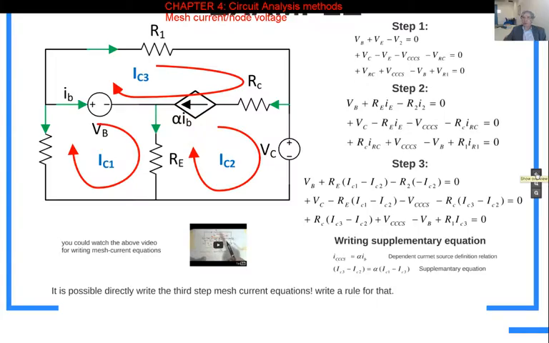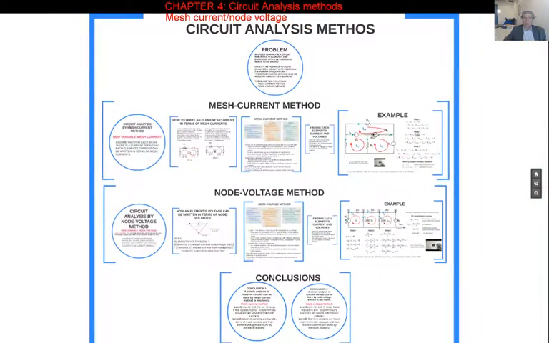So this method is over here. We explained the mesh current method here, and we will be explaining the node voltages method in the next video. So close this.